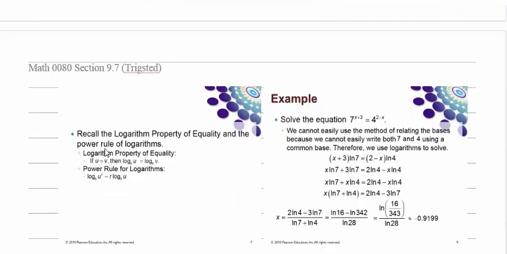All right, now we are going to look at how we solve these equations when we can't write them both as exponentials to the same base. We're going to use logarithms. We're going to apply the log, either natural or base 10, to both sides of the equation. So we're using the logarithm property of equality, and then we're going to use the power rule for logarithms. Here's an example.